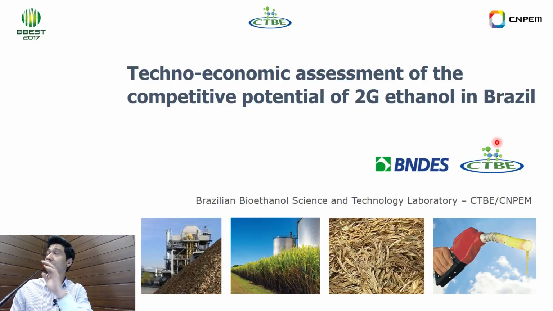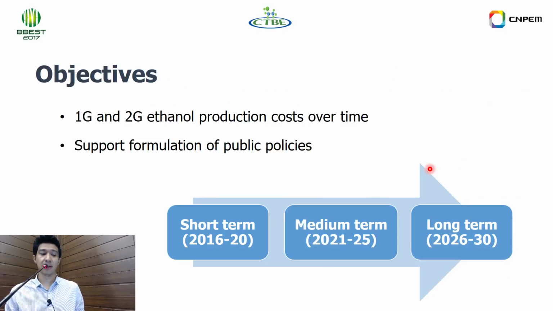The next slides will be a presentation of some results of a study that CTB developed with BNDES, which is the Brazilian Bank for Development. In this study, the main objective was to compare first and second generation ethanol production costs over time, how it would behave if some public policies were implemented, and what would happen if some technology development would actually be implemented over 15 years.